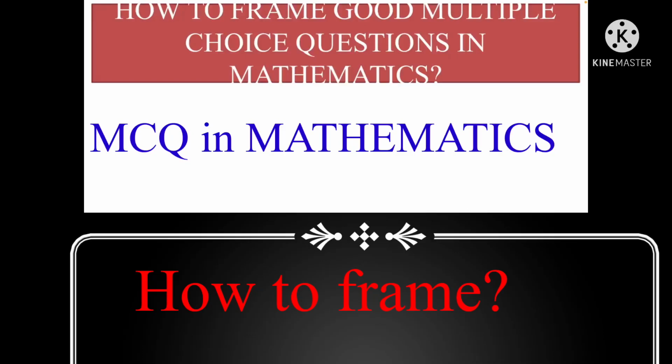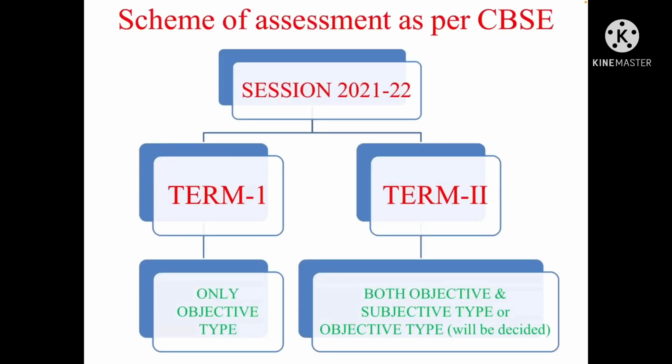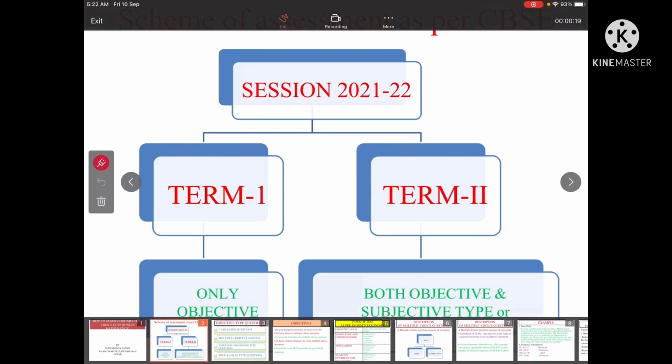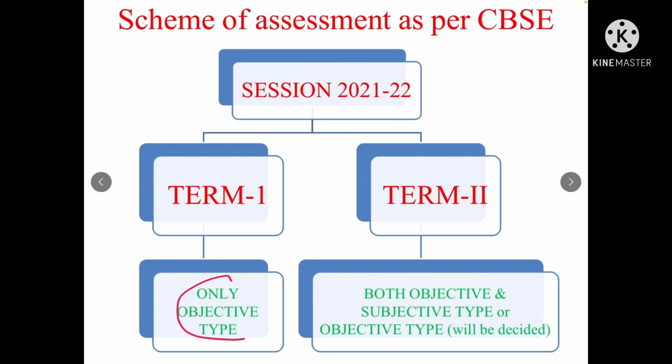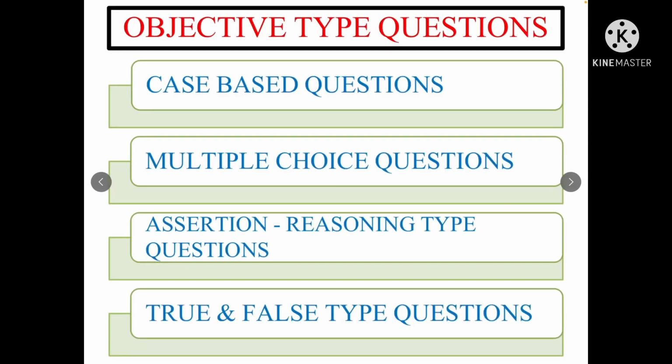Hello friends, as you all know, for this session CBSE has introduced a new scheme of assessment where the session is divided into two terms, term 1 and term 2. In term 1, the question paper pattern will be totally of objective type questions. Generally, four types of objective type questions will come in CBSE examinations. These are case-based questions, MCQ questions, assertion and reasoning type questions, and true-false type questions.